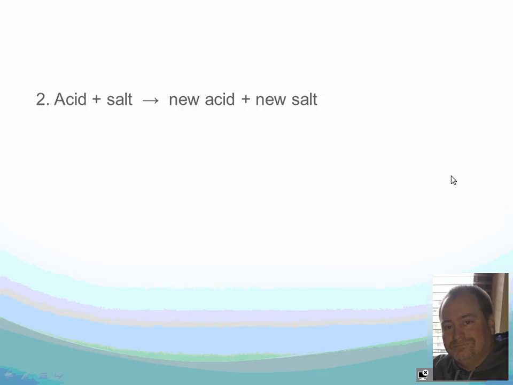The second type of double replacement is an acid plus a salt will give me a new acid and a new salt. Now notice, this doesn't tell you anything about the activity series, does it? Excuse me, the solubility chart. If you look at the next ones, 2 through 6, they're all dealing with acids, right? Look at your solubility chart. Do you find any hydrogen on that chart? Okay. Hydrogen's not on there. So you don't have to worry about the solubility chart with these acids.